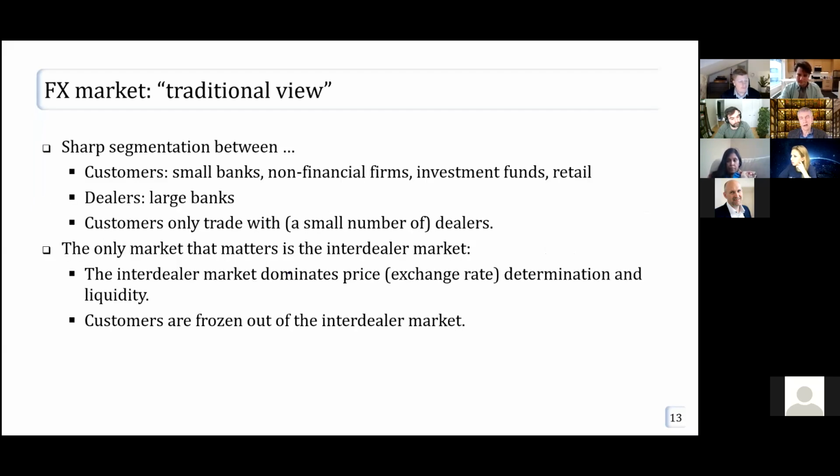So I would say, like most dealer markets, the nature of the FX market has changed in the last 10 or 15 years. We have a traditional view of dealer markets that has a sharp segmentation between customers and dealers. And in this traditional view, the inter-dealer market is very dominant. It dominates in two respects: price discovery and also liquidity. And the segmentation is very sharp to the point where the customers have no direct access to the inter-dealer market.